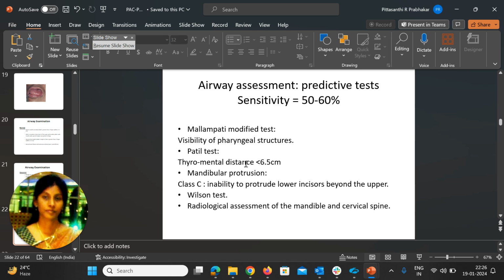Airway assessment predictive test sensitivity is 50 to 60% by Mallampati modified test, where the visibility of pharyngeal structures is assessed. Patil test, that is where the thyromental distance is less than 6.5 centimeter. Where there is a mandibular protrusion that is a class C, inability of the lower incisors to go beyond the upper incisors. The Wilson's test, the radiological assessment of mandible and cervical spine.